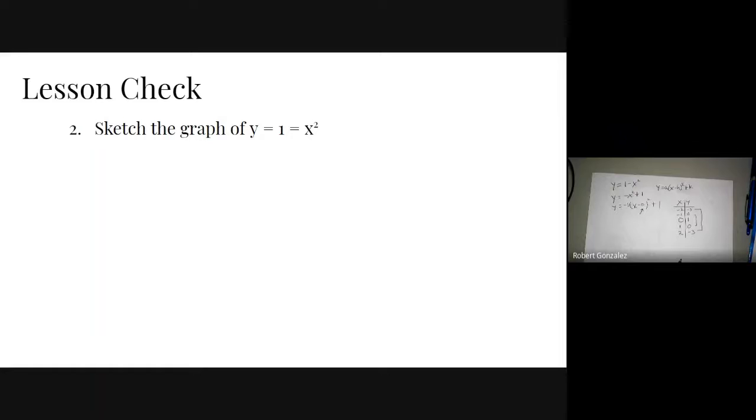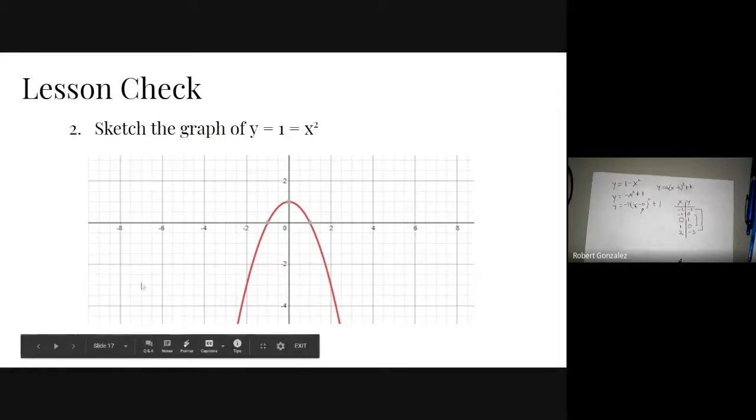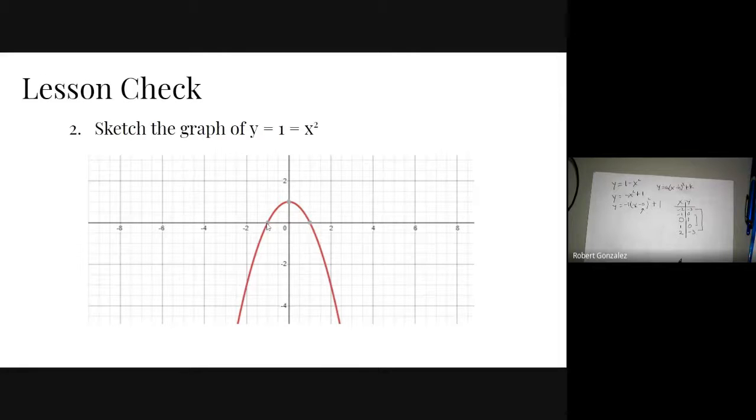The points once again were (-2, -3), (-1, 0), (0, 1), (1, 0), and (2, -3). Here's the graph now. You can see it on the screen. It's upside down, opens downward, if you will. You can see these two intercepts, perfect: (-1, 0) and (1, 0).